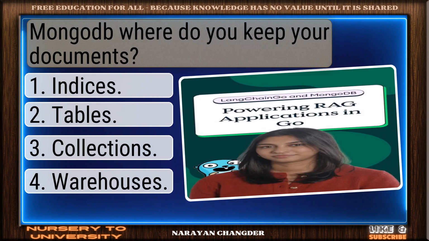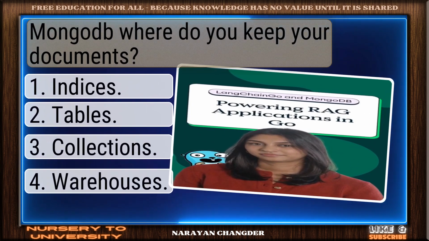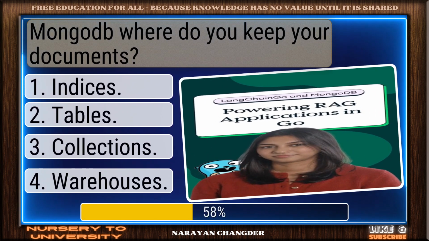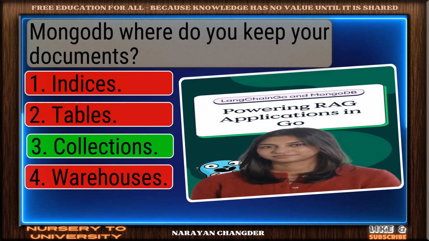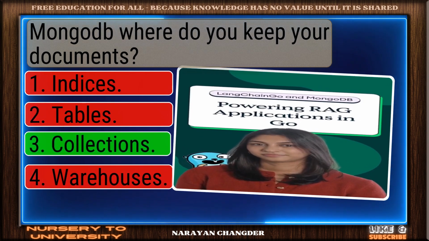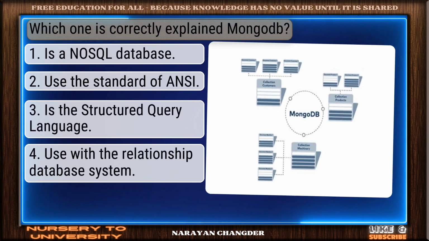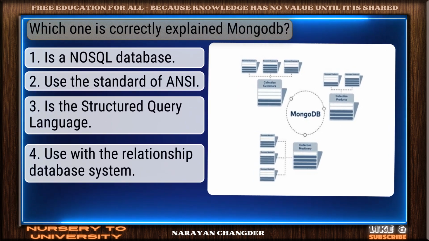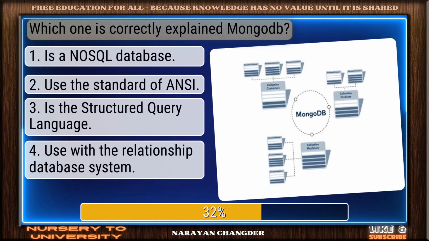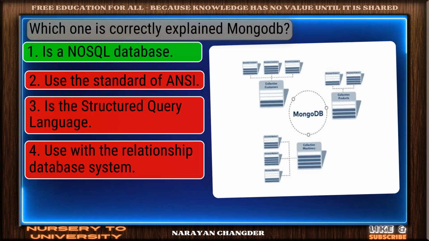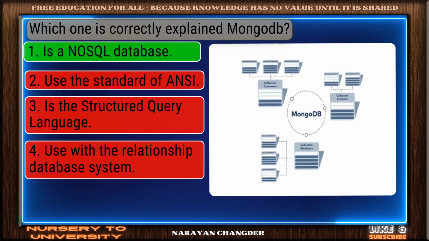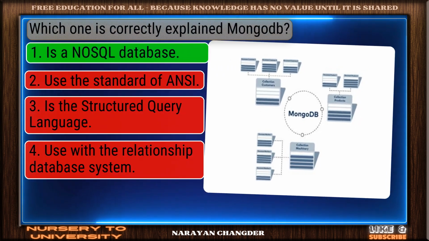Question number 29. In MongoDB, where do you keep your documents? Correct response. Collections is the most accurate answer. Question number 30. Which one correctly explains MongoDB? Smart move. Is a NoSQL database is an accurate answer.